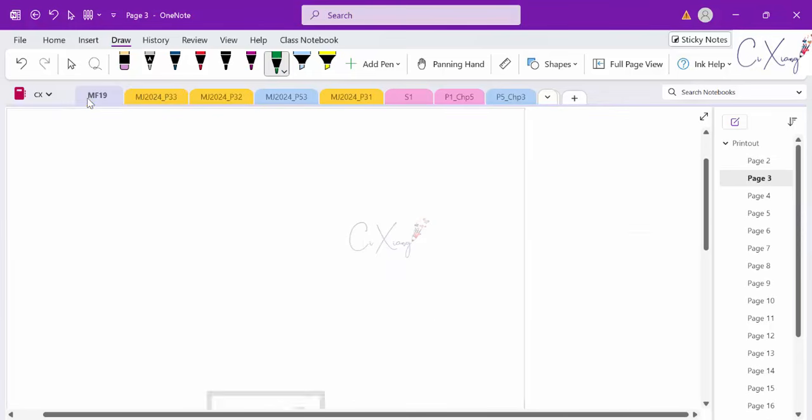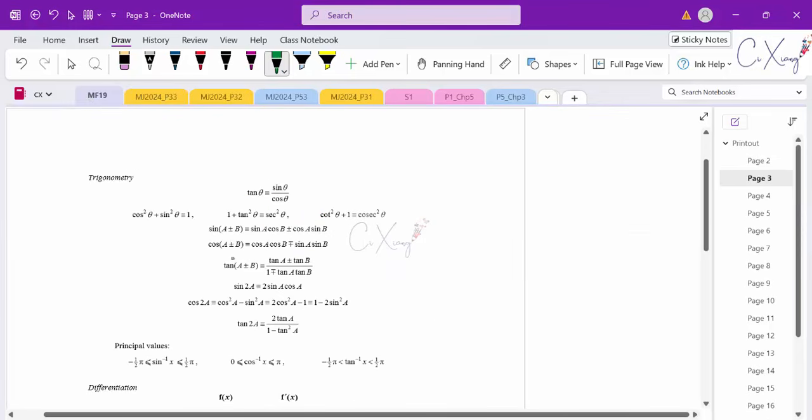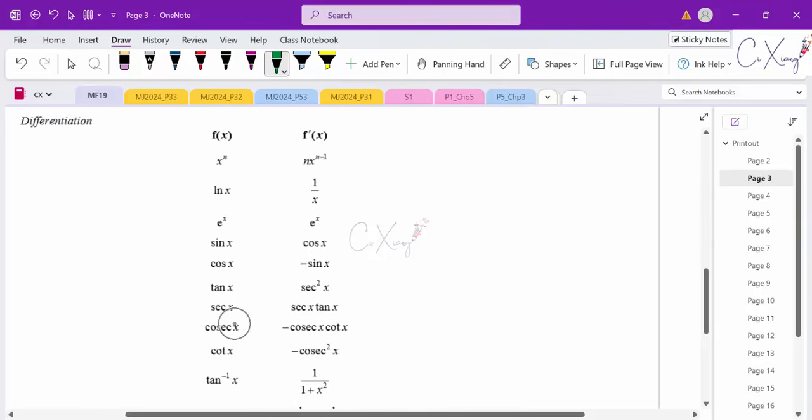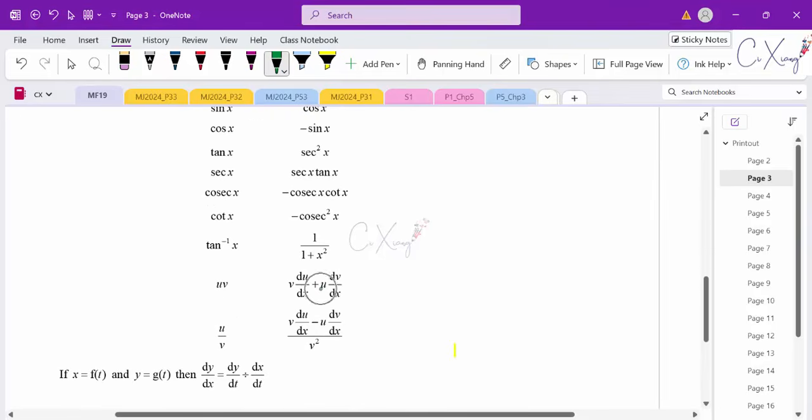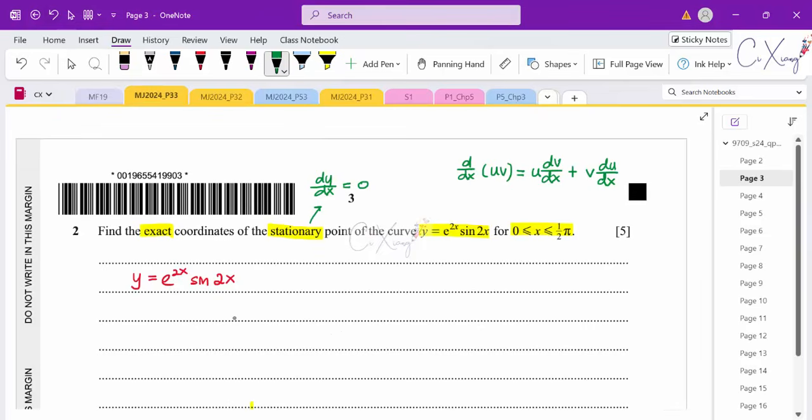Okay, and then if you can't remember this formula, basically it is provided in the formula booklet. You can have a look here. So this is the product rule formula that we have. Okay, all right, so let's start.